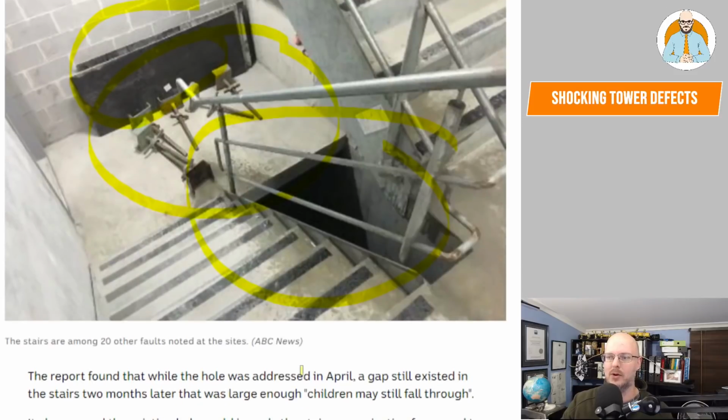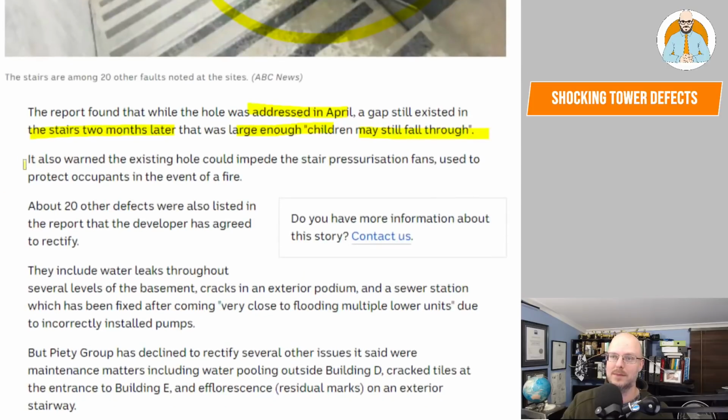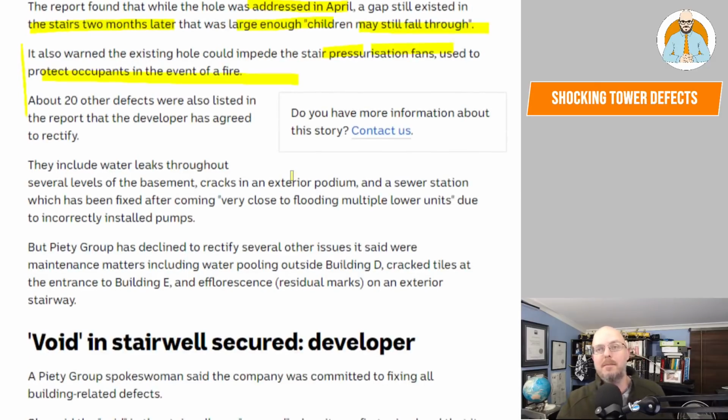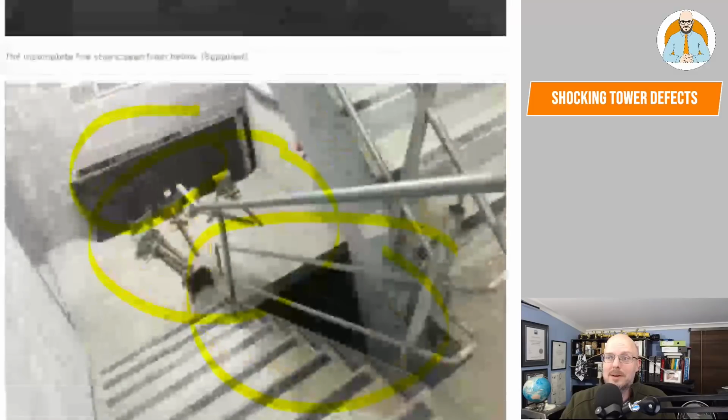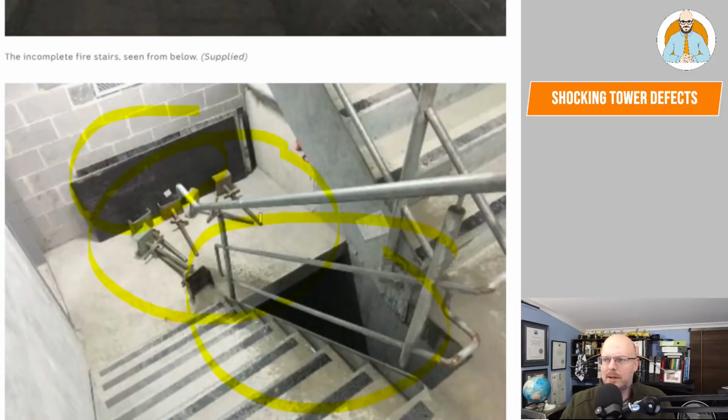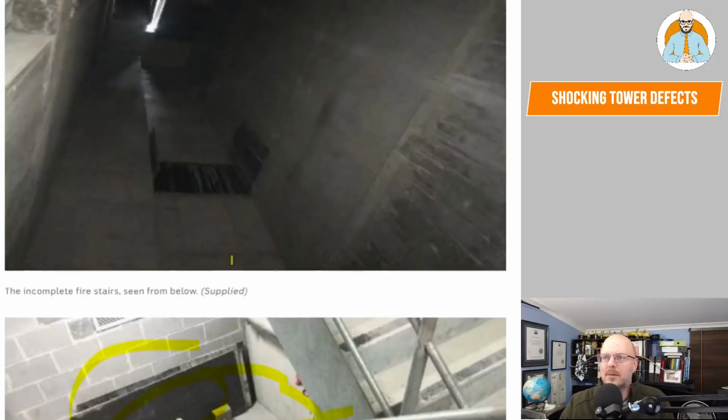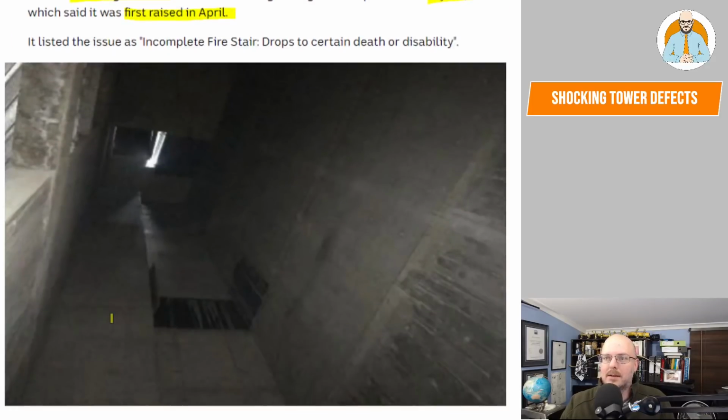The report found that while the hole was addressed in April, a gap still existed in the stairs 2 months later and was large enough that children may still fall through. It also warned the existing hole could impede the stair pressurization fans used to protect occupants in the event of a fire. About 20 other defects were also listed in the report that the developer has agreed to rectify. Well, they have to rectify it. Is that the hole? Are they falling down there? Why isn't there a balustrade going over there? So that's it there.